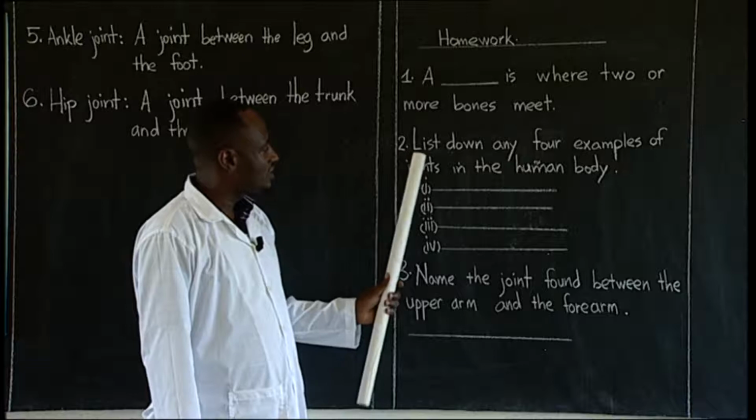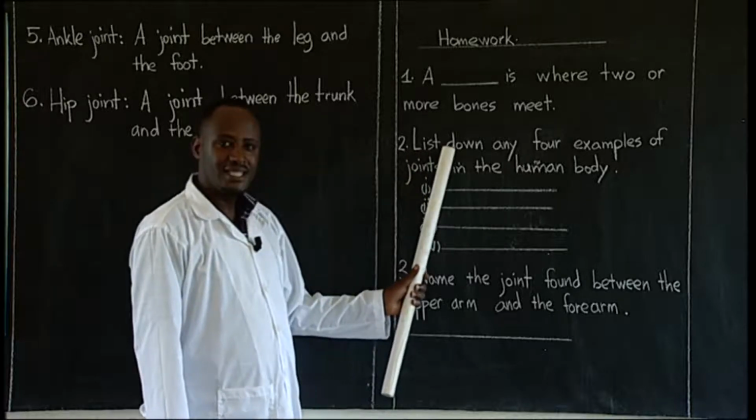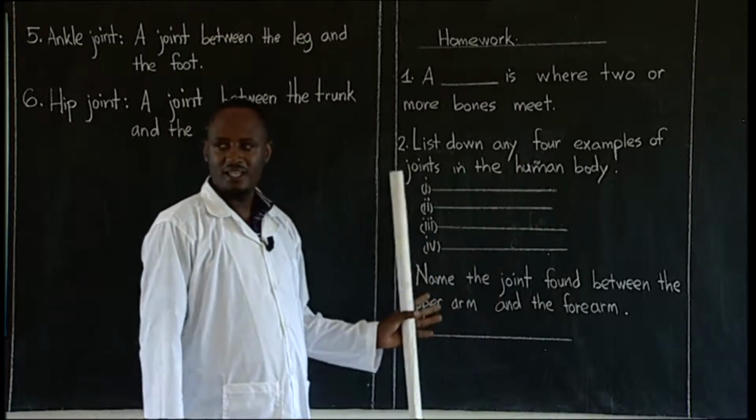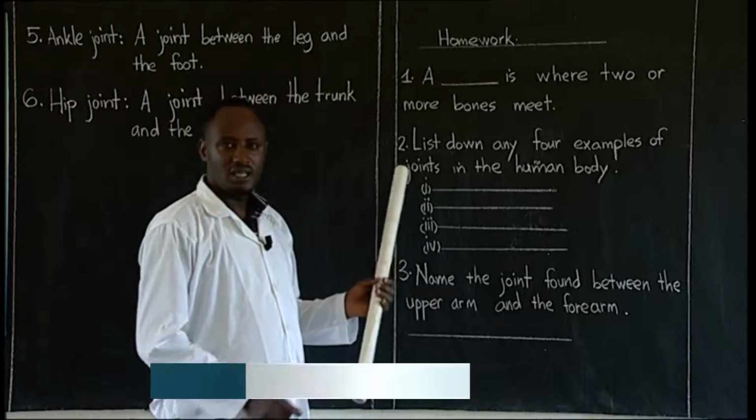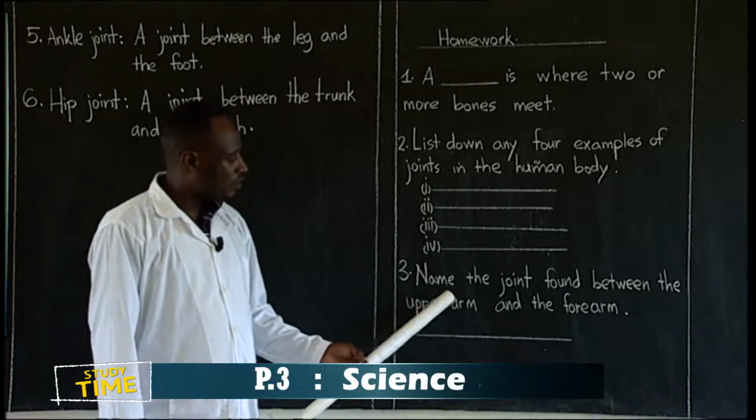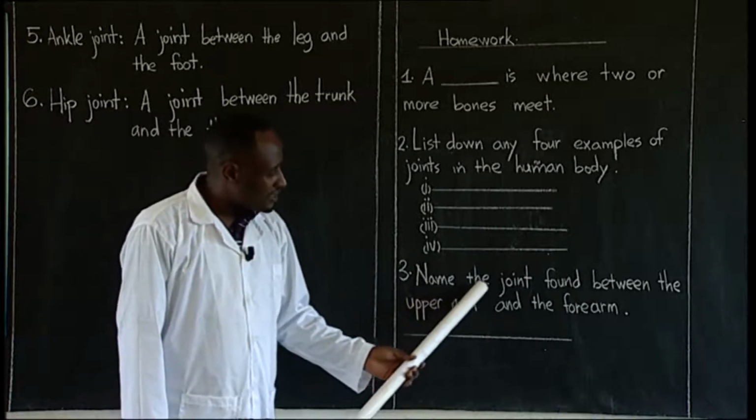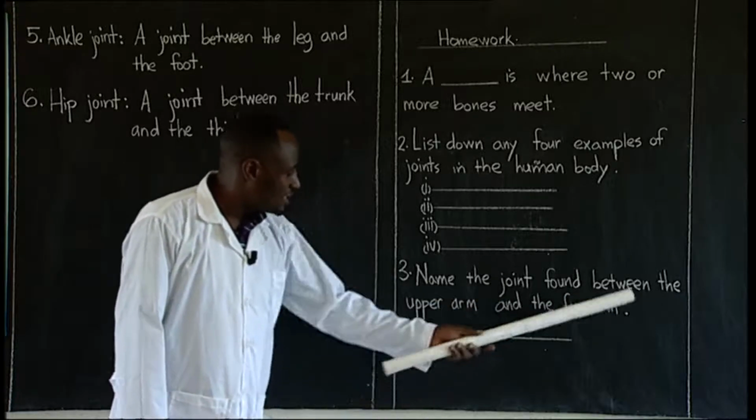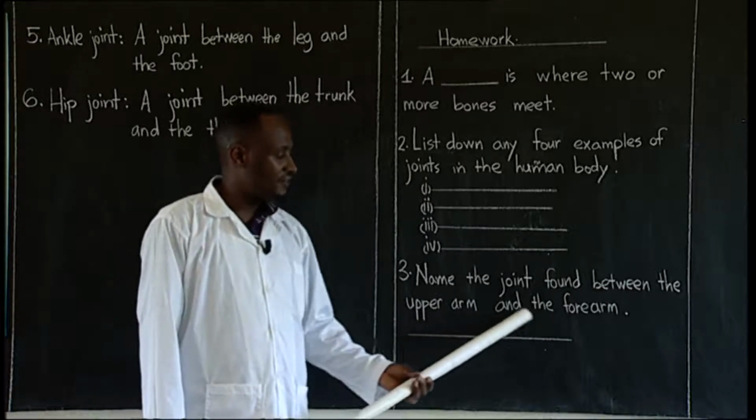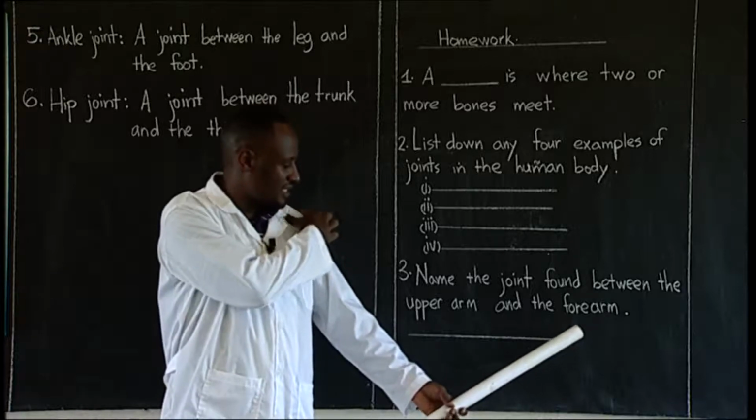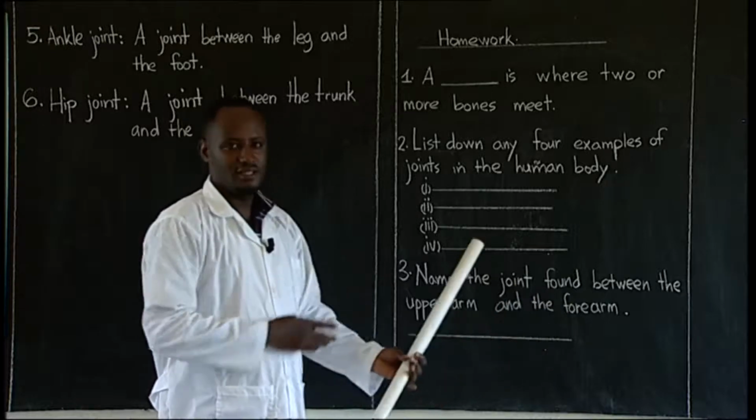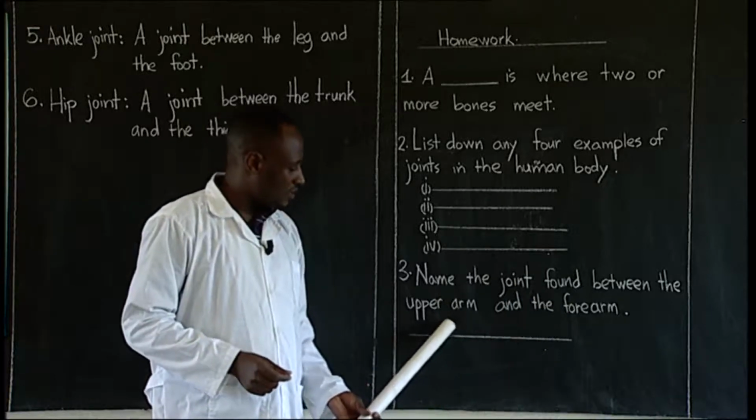Number 2, we are required to list any 4 examples of joints in the human body, as we have seen there. Number 3, you want us to name the joint found between the upper arm and the forearm. Remember I told you that the upper arm is this here up to here, and this is the forearm. So the joint in between there is what I want you to name here.